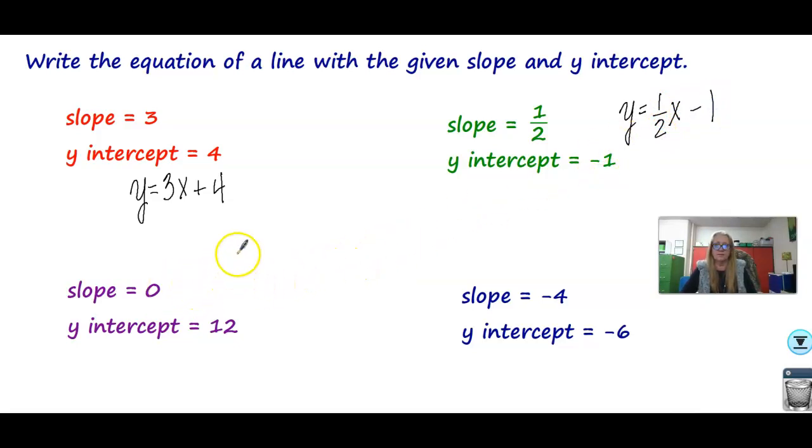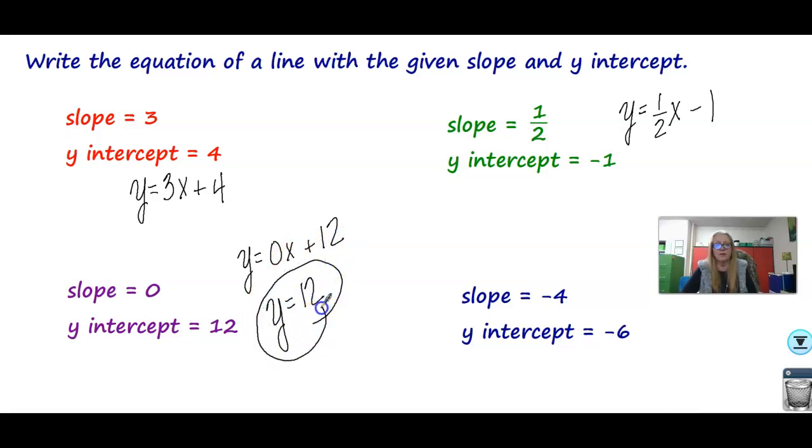Ooh, here's a tricky one. The slope is 0, so we would have 0x, and the y-intercept is +12. What happens when you multiply a number times 0? That's right, you get 0. This equation is y equals 12. Well, what kind of line has a zero slope? Remember slope, dude? This is zero fun. A horizontal line has a slope of 0. This is a horizontal line at y equals 12. That's why there's no x term, because the slope was 0. It's an oddity, but I thought I'd throw it in there.